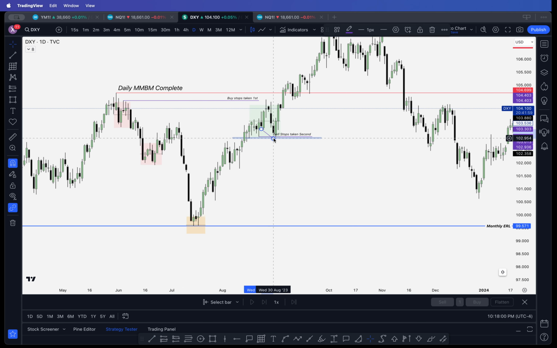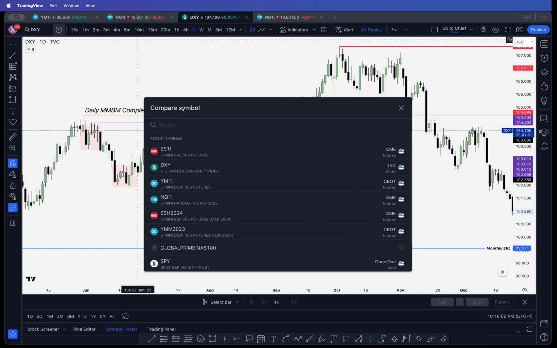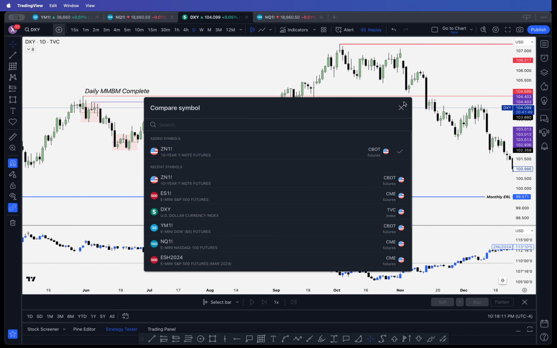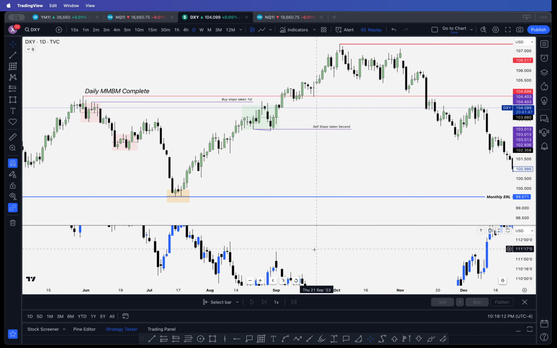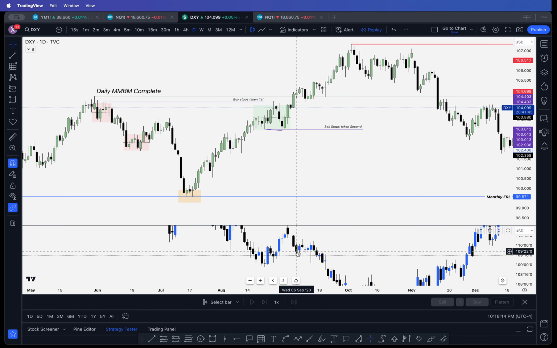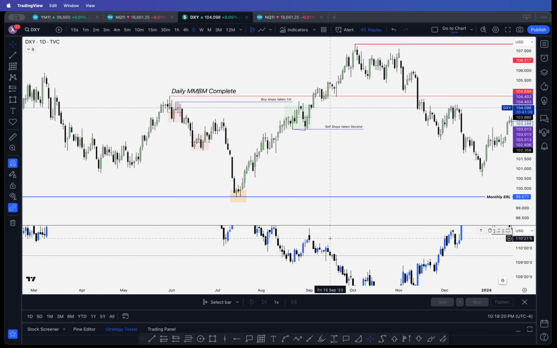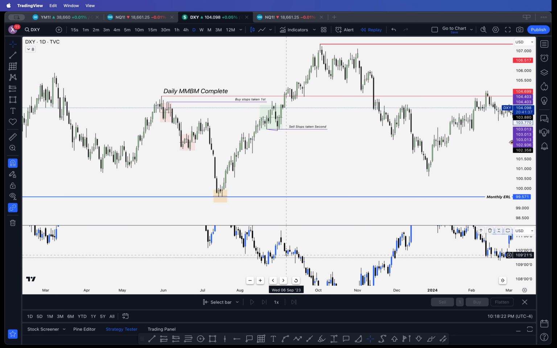SMT. With what, if it's the dollar? Bonds? No. Nice. Yeah, nice. 10-year. Bitcoin. There you go. What do you see? Do you see that? It's going to be a bearish divergence, right? So this should come in and take out.